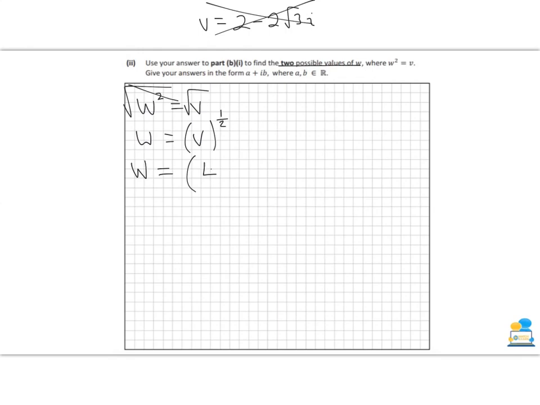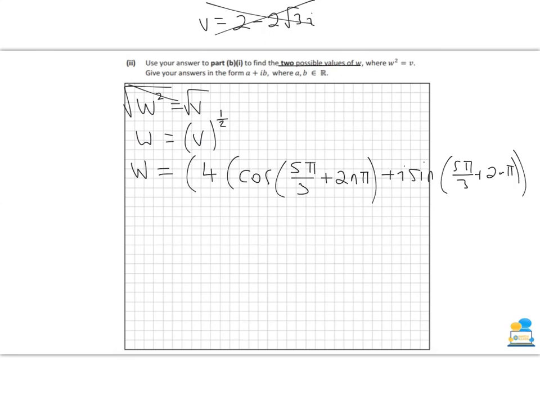So it's going to be 4 bracket cos 5 pi over 3, and that's what I had already, but I'm going to add in plus 2n pi, plus i sine bracket 5 pi over 3 plus 2n pi. So the only thing I've done so far is I've written it in polar form, but I've also added in my general polar form. And I'm raising it all to the power of a half, which is what we've worked out we need to do in order to find our value of W.